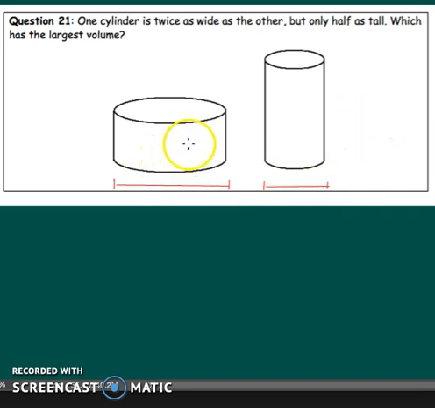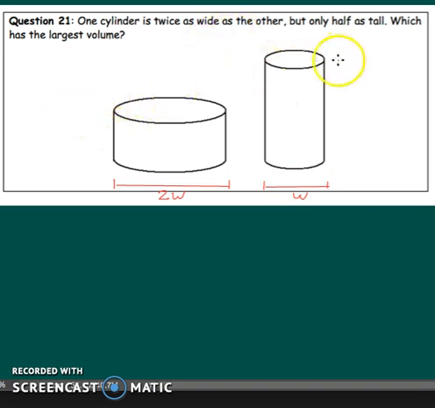If the first cylinder's width is twice that of the second cylinder's width, I'm going to call this one 2W, and I'm going to call this one W. So the width of the first one is twice as much as the second one.